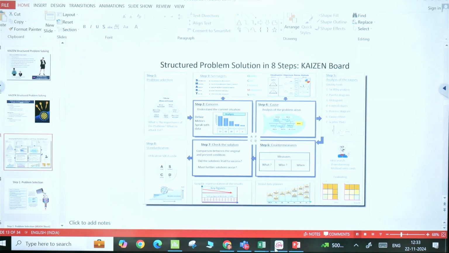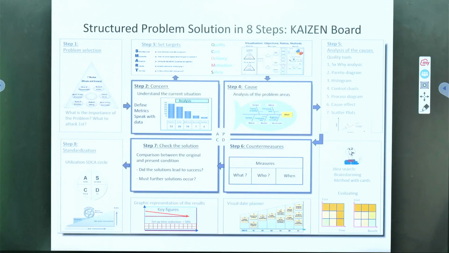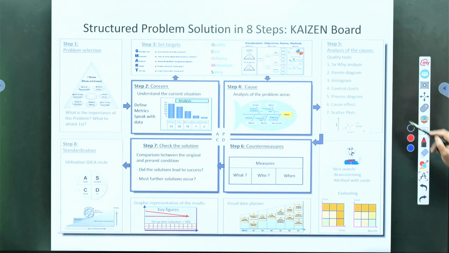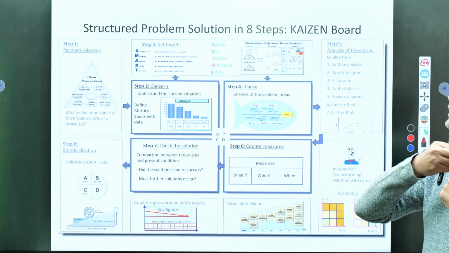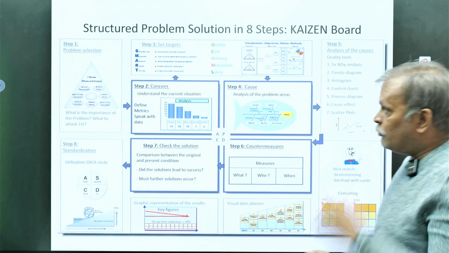One very frequently used method in lean is Kaizen. ये हमारा Kaizen board है. You may see various approaches being used by the industry. Kaizen doesn't have a fixed structure. This is our structure.